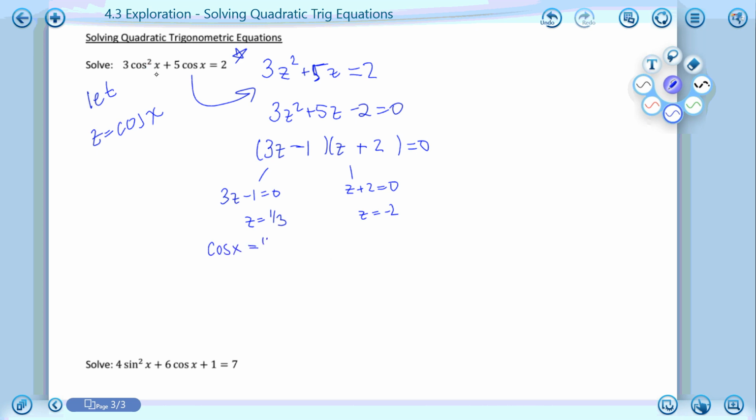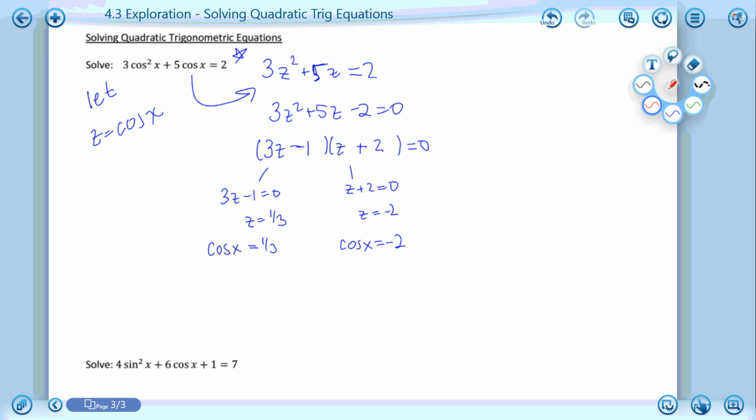Cosine x is equal to 1/3. Cosine x is equal to negative 2. And I need to solve these using the strategies that we've had in previous sections here, right? Like what angles are there that give me a cosine ratio of 1/3? What angles are there that give me a cosine ratio of negative 2? And in this case, I'm going to be using arc cosine.